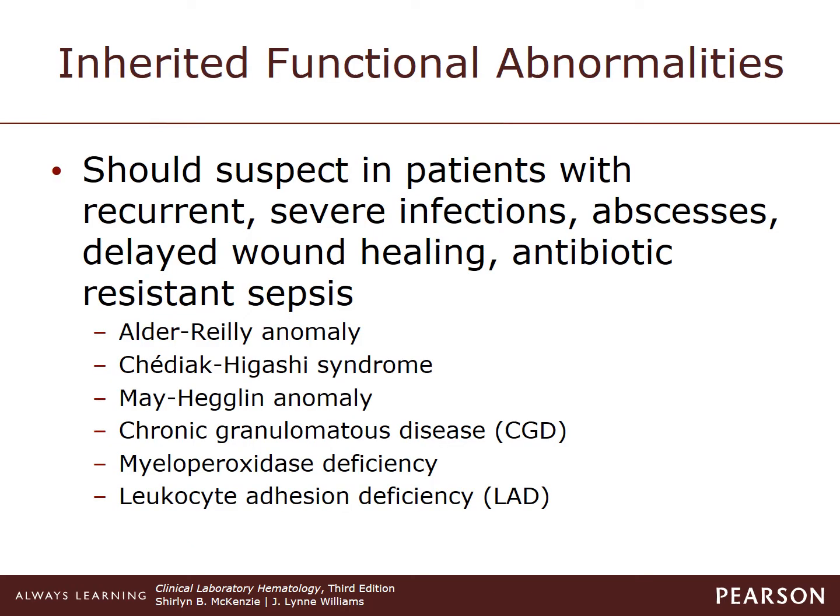Now, there are also inherited functional types of abnormalities within the neutrophil, and it's suggested that these abnormalities be suspected if patients have recurrent types of severe infections, abscesses, or any kinds of delays in wound healing and antibiotic resistance. So the types of inherited benign conditions we're going to talk about are Alder-Reilly anomaly, Chediak-Higashi syndrome, May-Hegglin anomaly, chronic granulomatous disease, myeloperoxidase deficiency, and leukocyte adhesion deficiency.